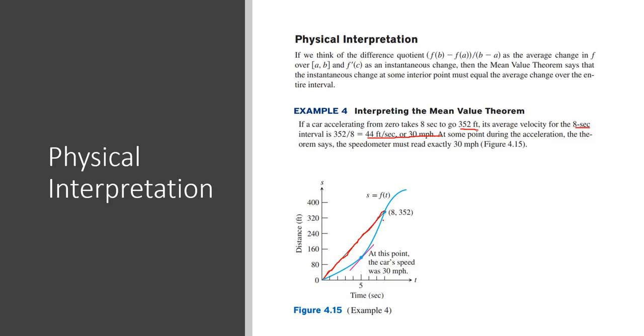The average rate, its average speed over that period of time, is 44 feet per second, aka 30 miles per hour. At some point during the acceleration, the theorem says that the speedometer must read exactly 30 miles per hour. So again, at some points here it might be going faster than 30, at some points it might be going slower, but if the average is 30 miles per hour here, there has to be at least one tangent line here that has a slope that's the same. At this point, the car speed will be 30 miles per hour, matching the average rate of change.